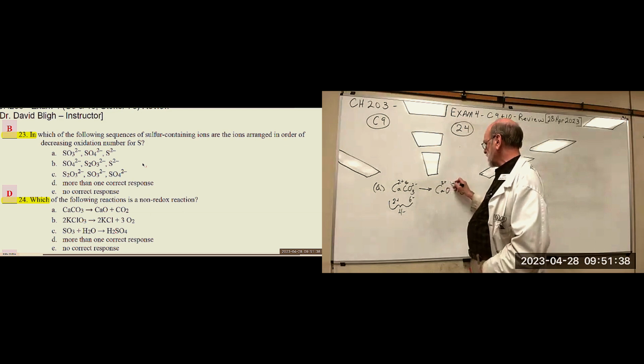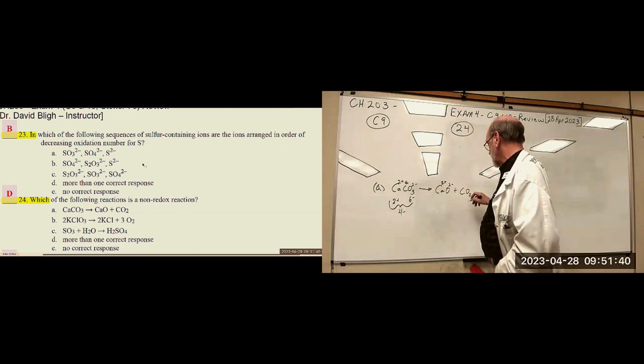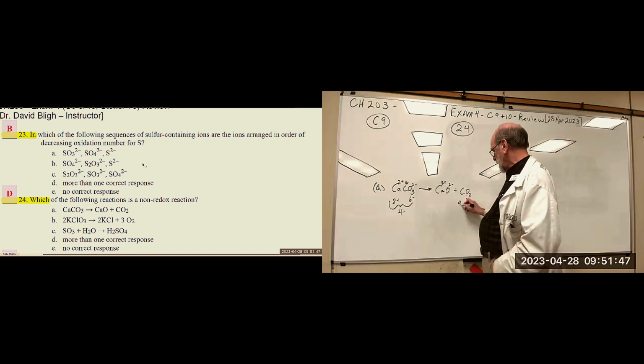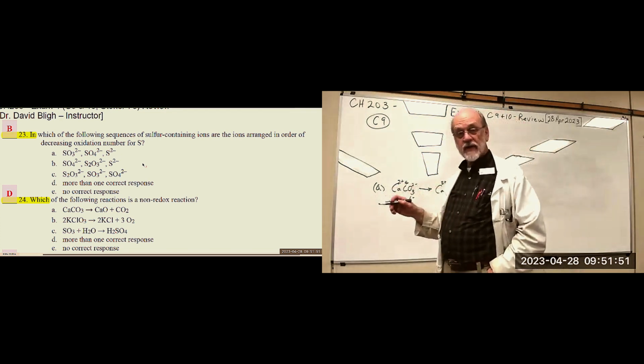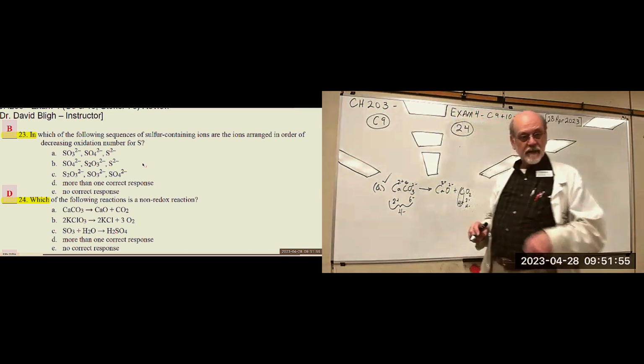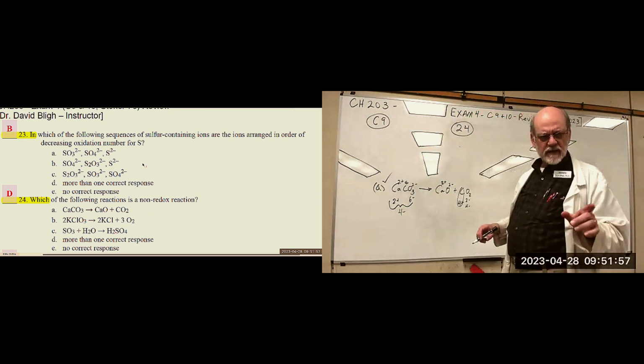Calcium is still a 2 plus. Oxygen still a 2 minus. Carbon, let's see, this one is 2 minus, so it's 4 minus total, 4 plus for this one. Right? That's a non-redox reaction. A is a good answer. How about B? Excuse me. Yes, B.